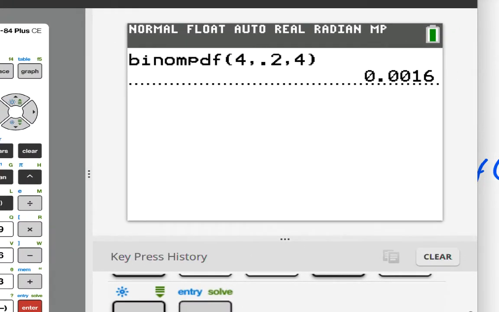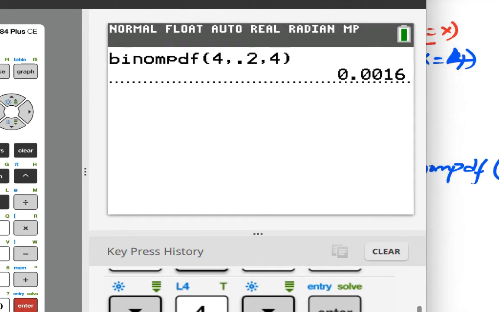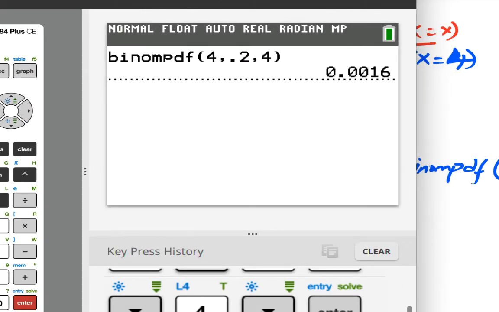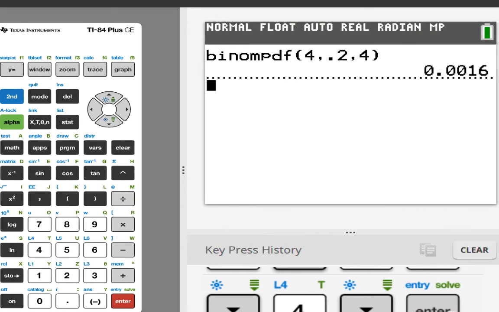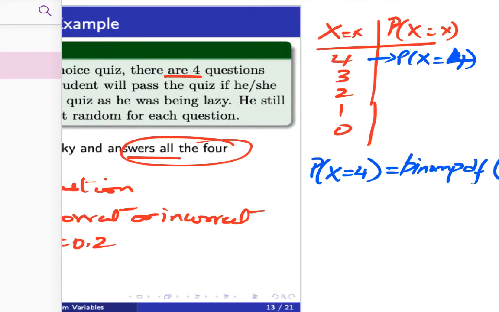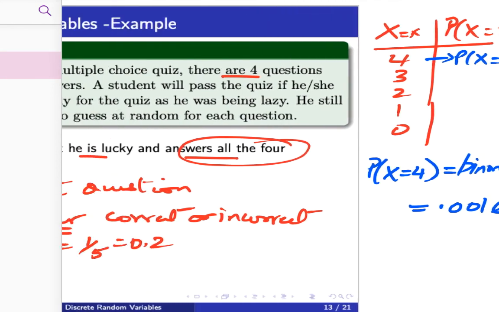So the answer is 0.0016. Okay, let's write that down. So the answer here is 0.0016. Okay, that's the answer to this question.